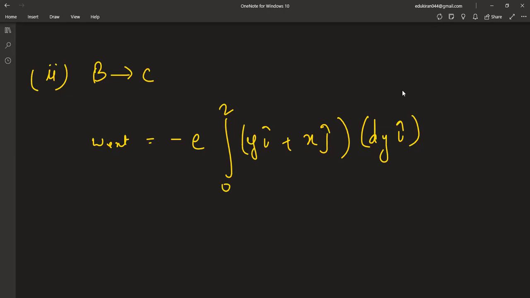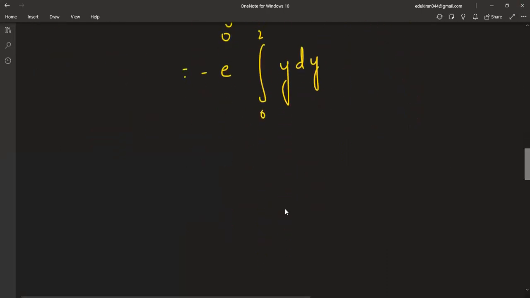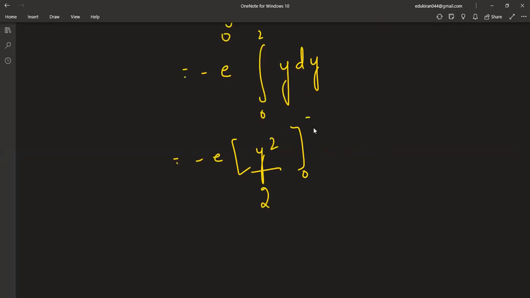Again, i cap times j cap has no component. So when you multiply it, the j cap term is left with no component. So what are we ultimately left with? Minus e, integration from 0 to 2, y dy. We are left with y dy, right? And the other term becomes 0. Now can you solve y dy? Yes, ma'am. Now you can tell the answer which you were mentioning for the above part. That is, this becomes y square by 2, limits from 0 to 2. Now this is valid because this is y dy. If you have y dx, then that is not applicable.